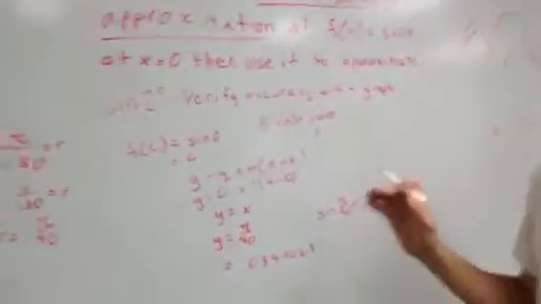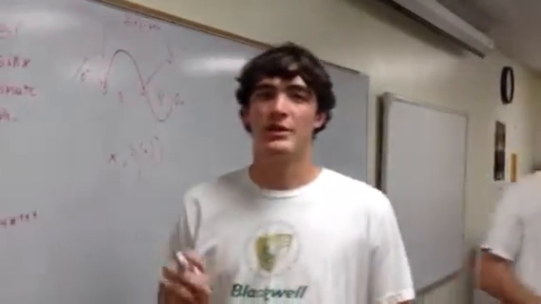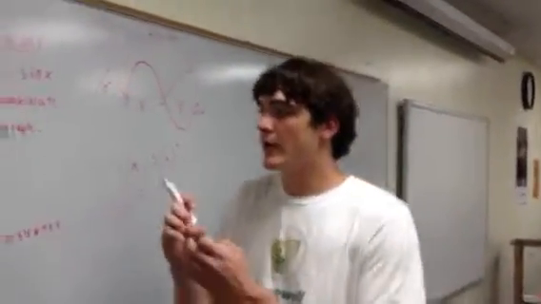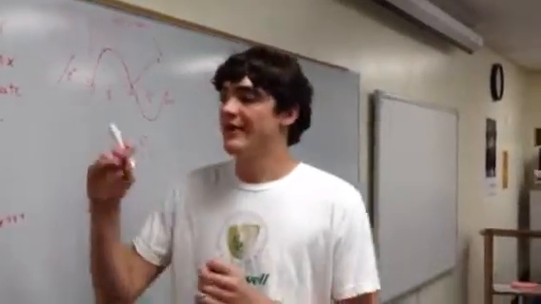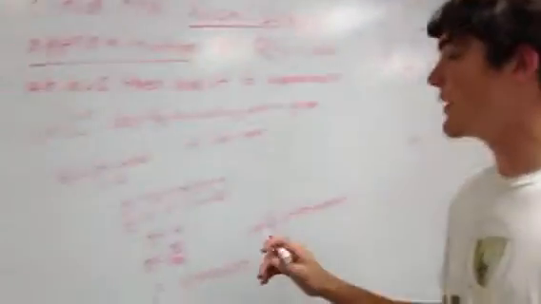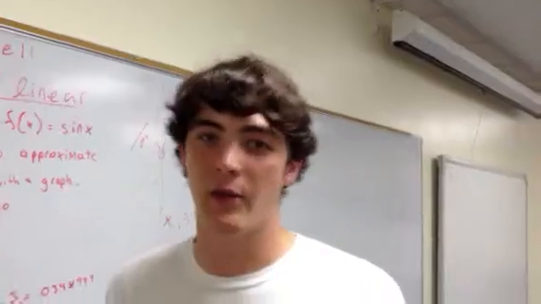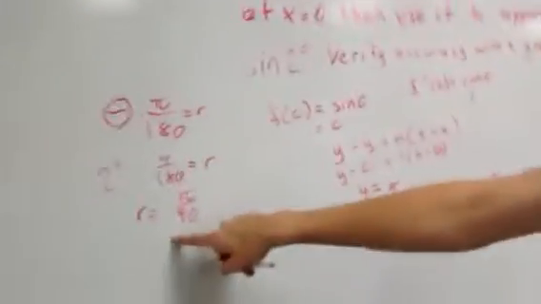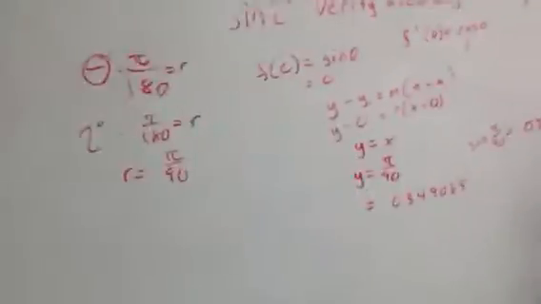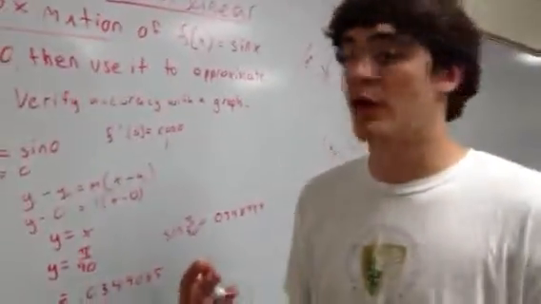Now that we have this line, we can use it to approximate other values near it, like the sine of 2 degrees. But the farther you get away from that one x value point, the less accurate your approximation is. So we are looking for sine of 2 degrees. Well, the first problem is it's in degrees and we need it in radians. So we use our conversion factor, multiplying by pi over 180, and our radian value is pi over 90. That is the x value that we have to plug in.